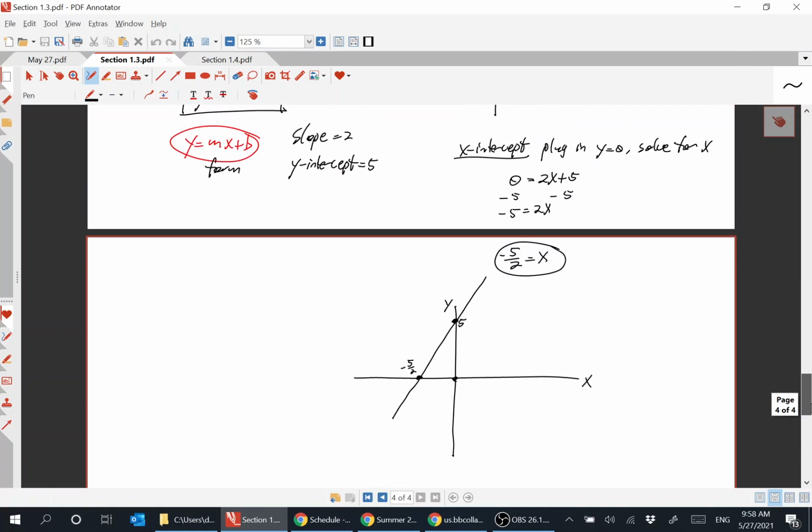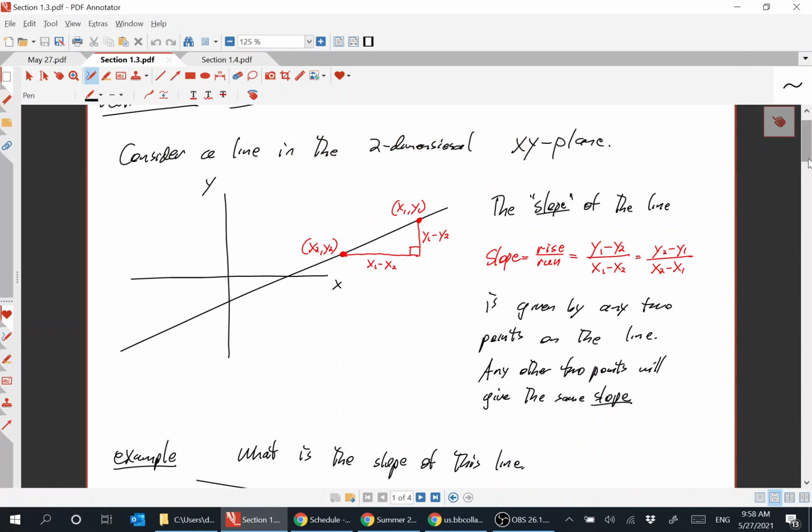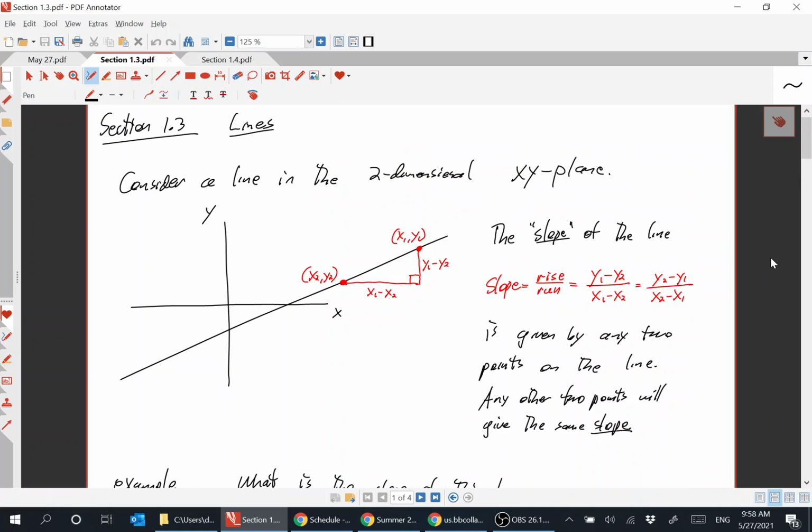So we were talking about lines in 2 dimensions. Now a line has this parameter called a slope, which is the change in y over the change in x between any 2 points on the line. And that slope never changes no matter which 2 points you pick. This ratio is always the same. The rise over the run. Rise is the difference in the y coordinates. Run is the difference in the x coordinates.